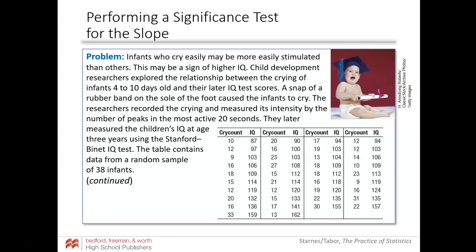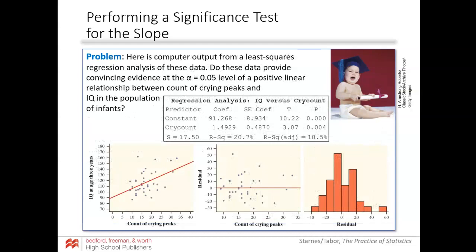The researcher recorded the crying and measured its intensity by the number of peaks in the most active 20 seconds. Oh my gosh. Okay. They later measured the children's IQ at age 3 using the Stanford-Binet IQ test. The table contains data from the random sample of 38 infants. All right, here is the computer analysis, followed by some scatter plots, the scatter plot of the residuals, and also a distribution of the residuals.